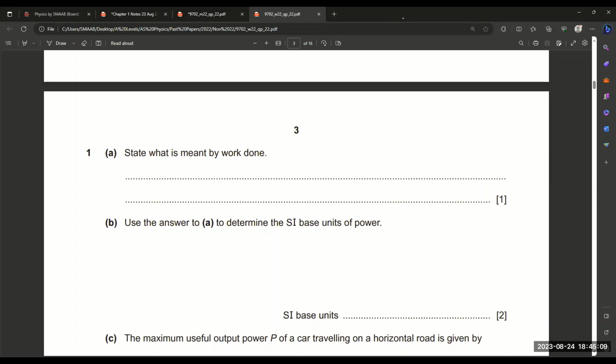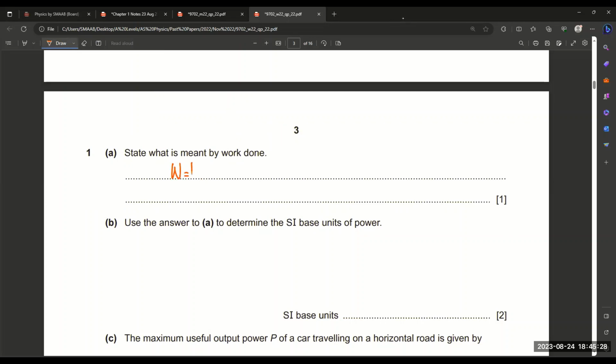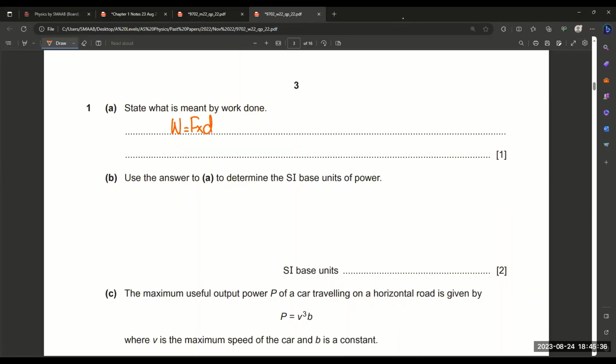State what is meant by work done. We already discussed that concept in IGCSE: it is the product of the force and the displacement. Or we can say that when force is applied on an object, the object will be displaced in the same direction, right? I'm writing it short for the timing because that is the basic thing you already know. Next, they are asking: use the answer to determine the SI base unit of power. So basically, what is the concept of power?